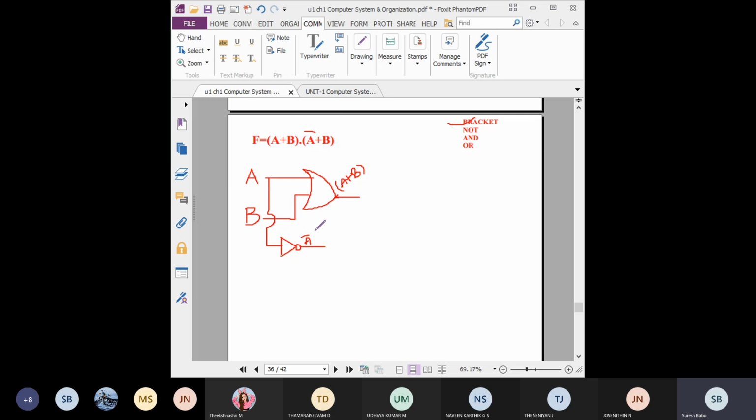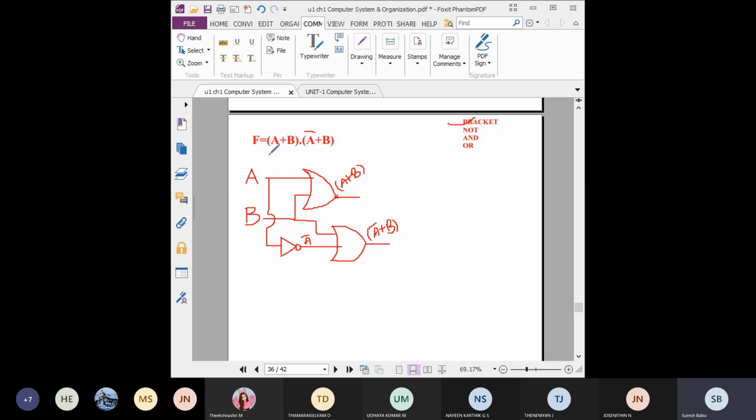Then the next one, A bar plus B, we can calculate. This is the first input, and the second input you get from B. Now you can use the OR gate again. The first one is A bar, and the second one is B. Take input from B and you can find A bar plus B. Plus means OR gate, so we use the OR gate symbol.